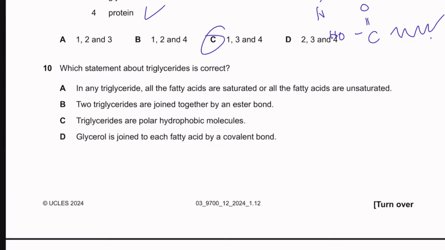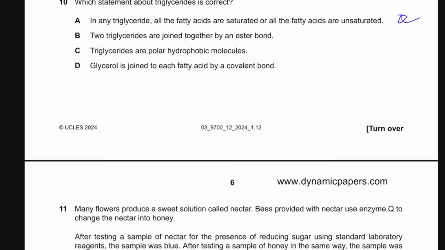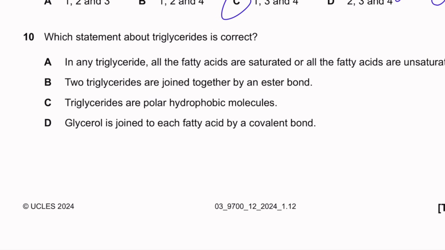That's C. Which statement about triglycerides is correct? In any triglyceride, all fatty acids are saturated or all fatty acids are unsaturated. Actually, no. Sometimes one of the fatty acid chains is going to be saturated, and then another one will be unsaturated, and then the other one will be saturated. So no, this statement is totally false. Two triglycerides are joined together by an ester bond. Okay, actually, no. It's the fatty acid and the glycerol that are joined together by the ester bond, not two triglycerides. So that's wrong. Triglycerides are polar hydrophobic molecules. This does not make any sense. So okay. Glycerol is joined to each fatty acid by a covalent bond. Yes, actually, ester bonds are covalent bonds.